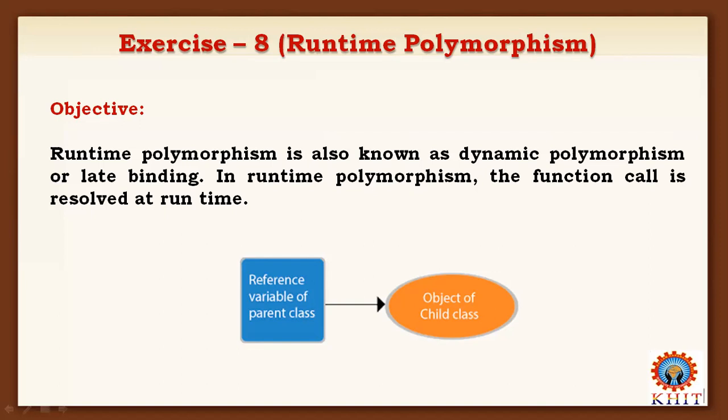But it can be resolved by creating a reference variable of the parent class and assigning an object of a child class to this parent class reference variable. So it is the way of achieving runtime polymorphism among the classes, or maybe a class hierarchy, using inheritance.